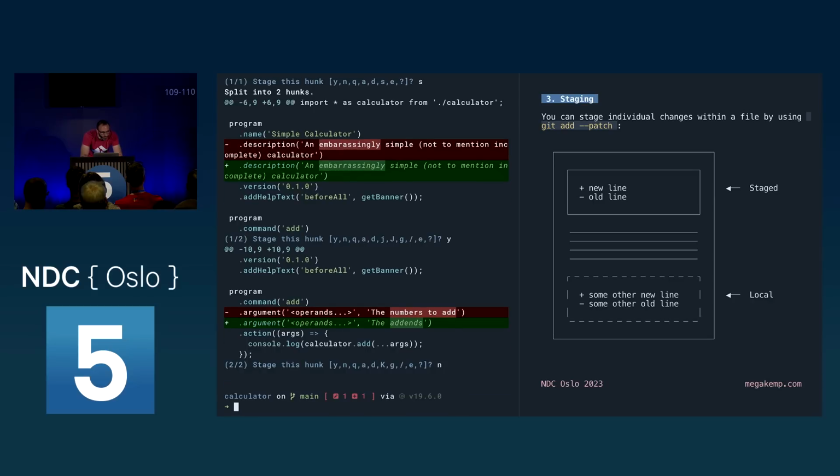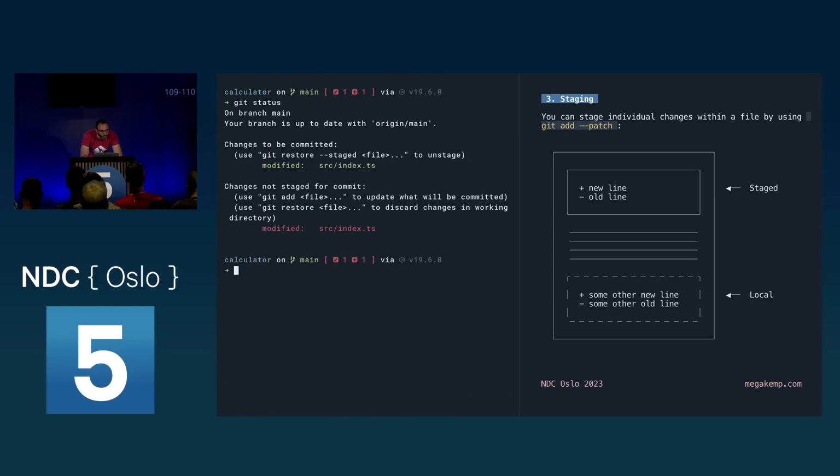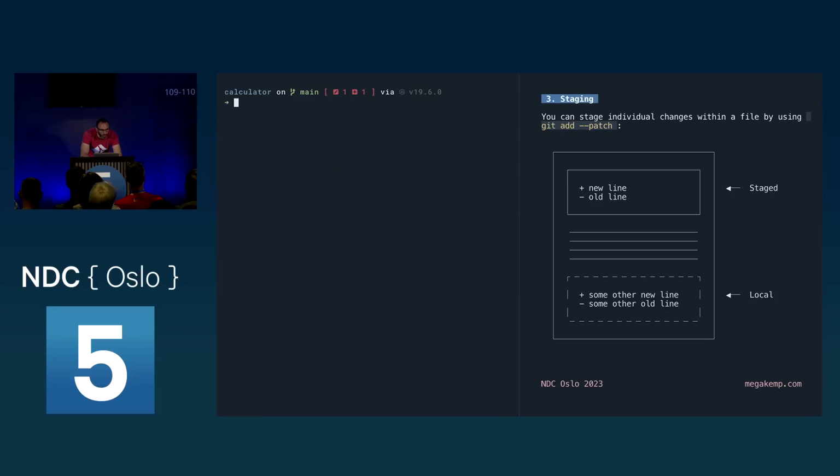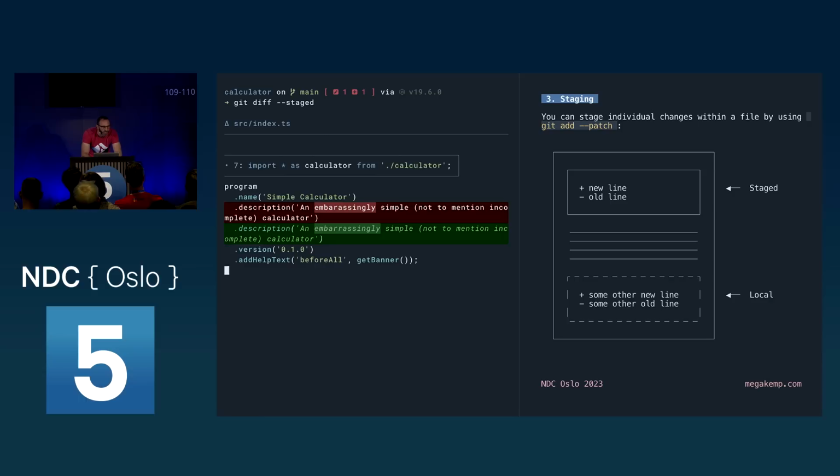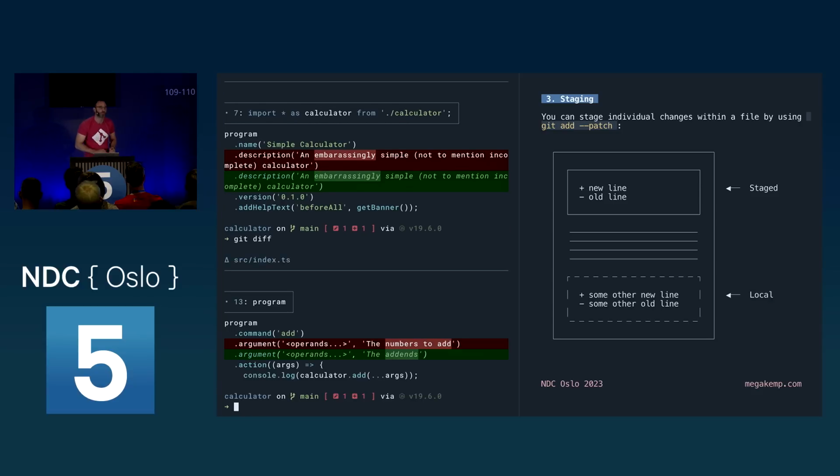No. Now, if I do a git status, you see the file is simultaneously staged and unstaged. Now you might wonder, how do I look at what's about to be committed? Well, I say git diff staged. How do I look at what's left in my working directory? I can just say git diff. Okay?